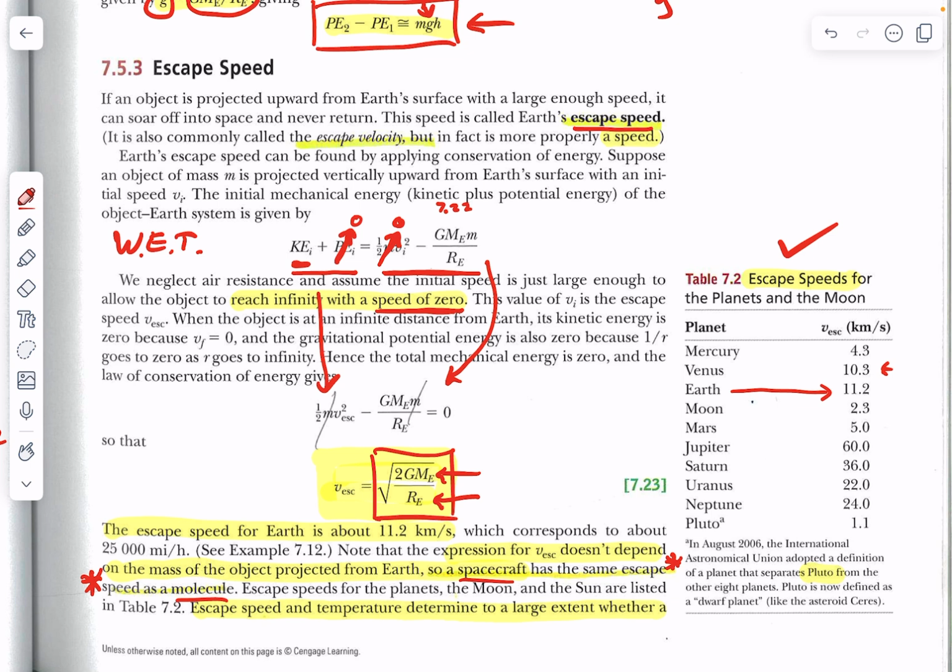Now, a very, very small planet like Mercury, or a non-planet like the Moon, and even Mars, these escape speeds are quite low. They are less than half that of the Earth, which means it's much, much easier for smaller molecules to escape. The escape speed of the Earth is just fast enough so that the smaller molecules, like oxygen gas and nitrogen gas, can't escape. But the smallest of molecules, like hydrogen and helium, do.